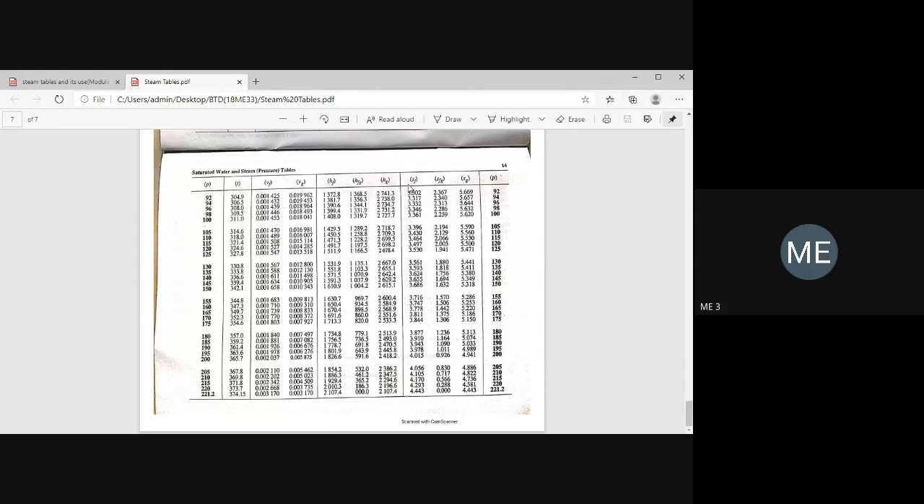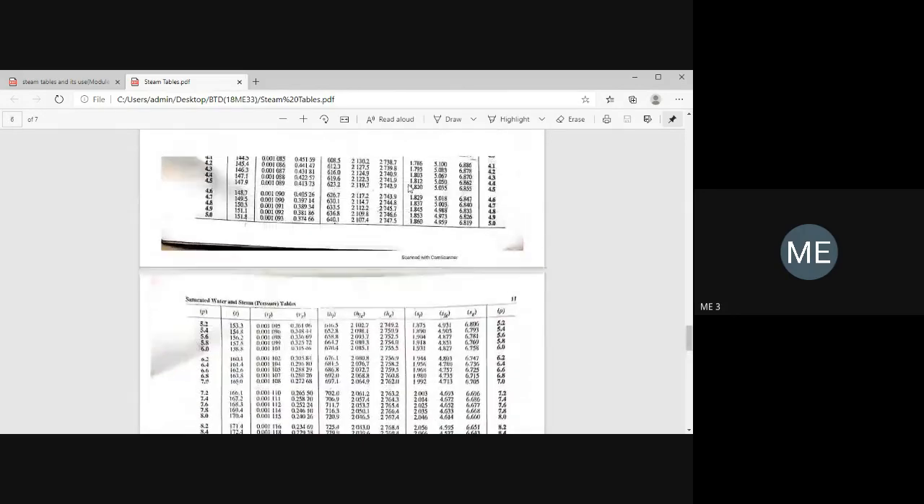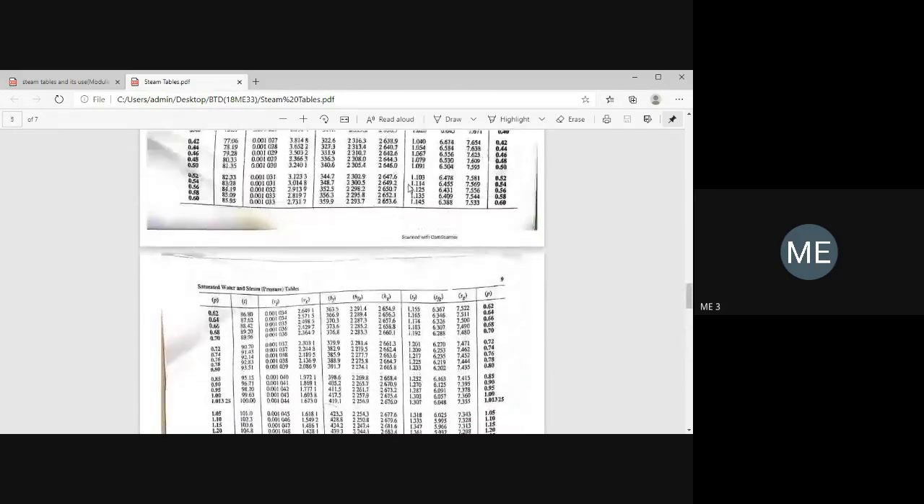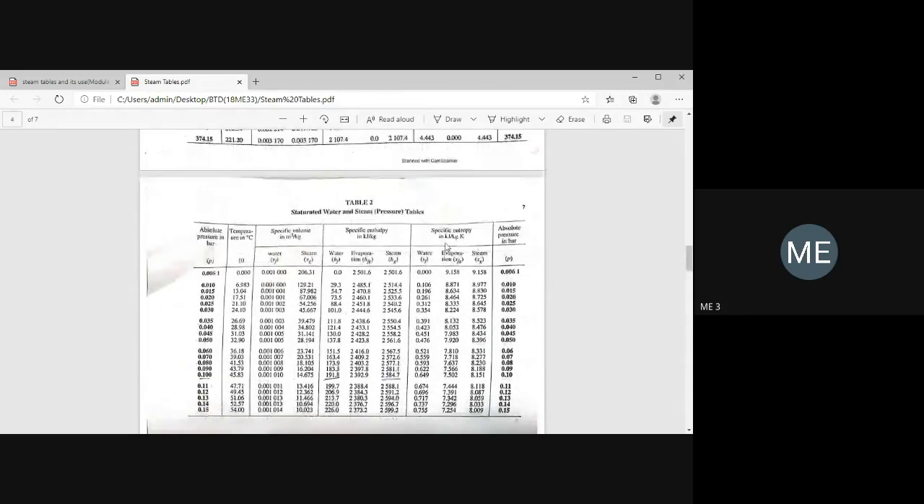SF is once again the specific entropy of the water. You see they have mentioned it in the heading. SF is the specific entropy of water, SFG is the specific entropy of evaporation, and SG is SF plus SFG. Just as we have HF and HFG, in the same way we have entropy SF plus SFG.